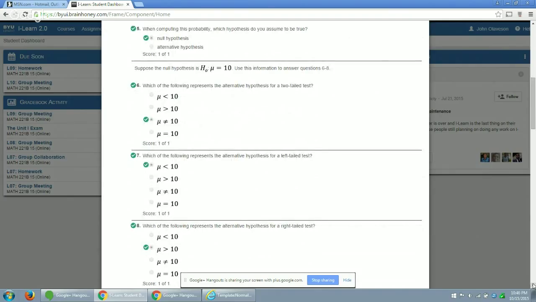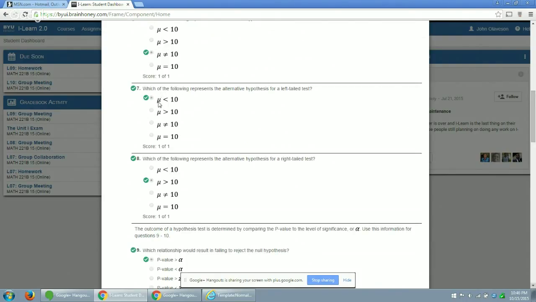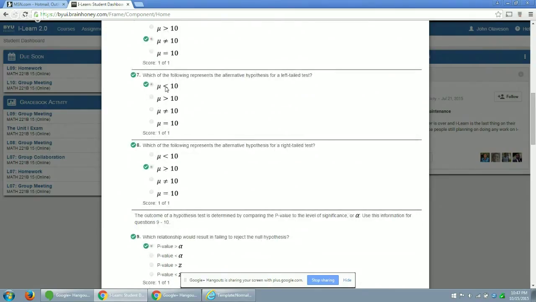It says, which of the following represents the alternative hypothesis for a left-tailed test? And like I said earlier, if the population mean is here and that arrow points to the left, then hey, look, a left-tailed test. If it's a right-tailed, like on number 8, it points away and also is pointing to the right. So left, right-tailed, left-tailed, right-tailed, and two-tailed.